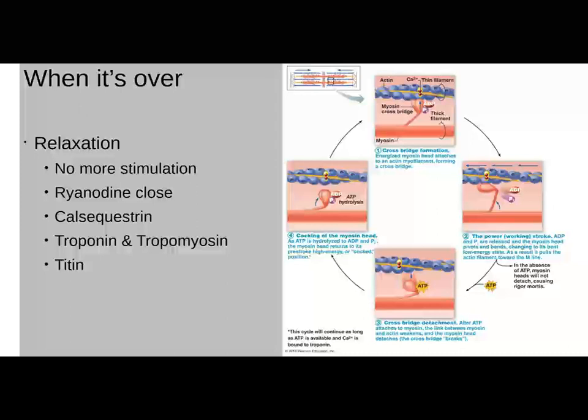And remember the protein titin, the little springs inside the sarcomere? They pull everything in the sarcomere back to its resting length.